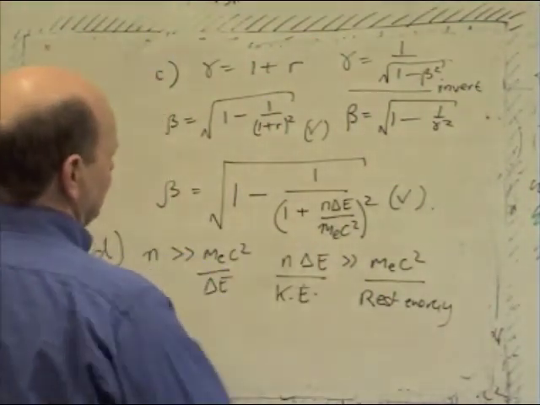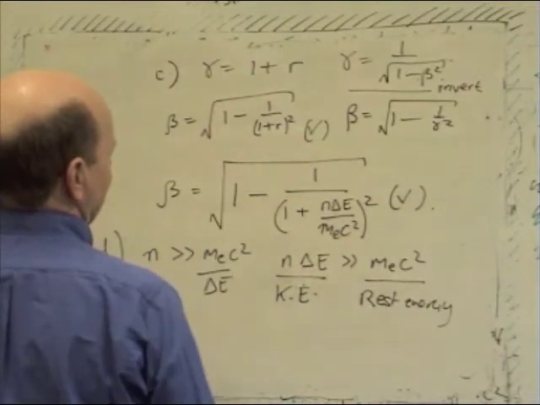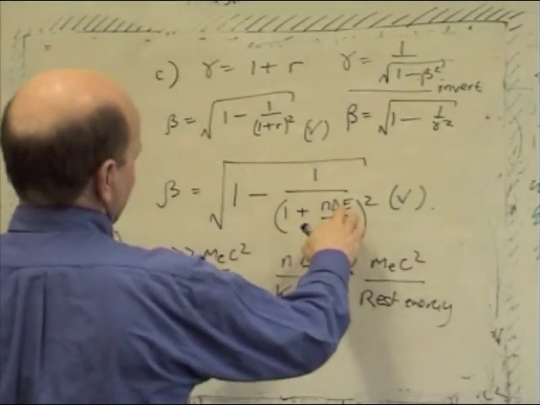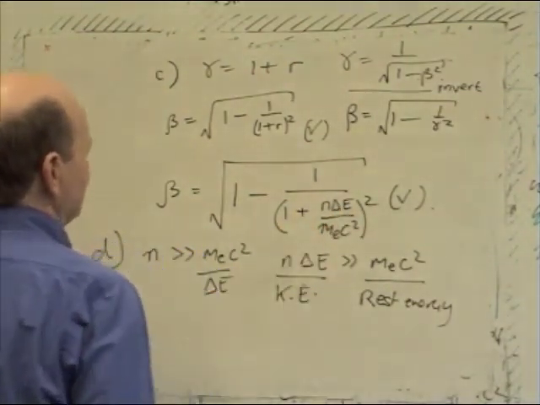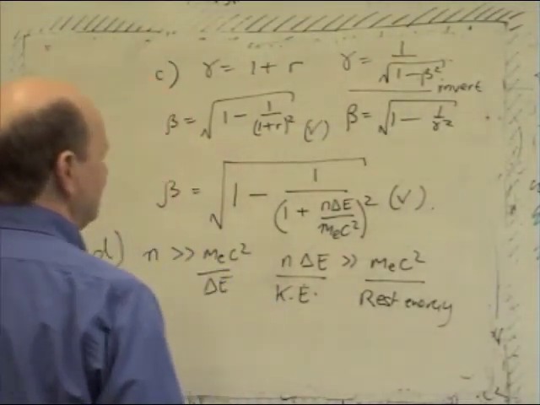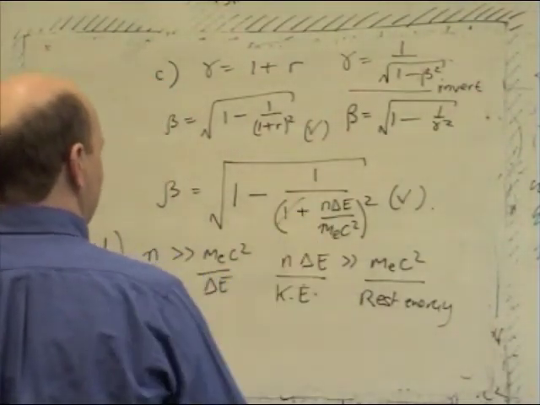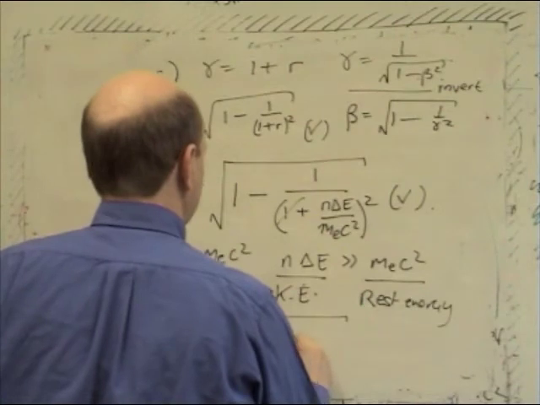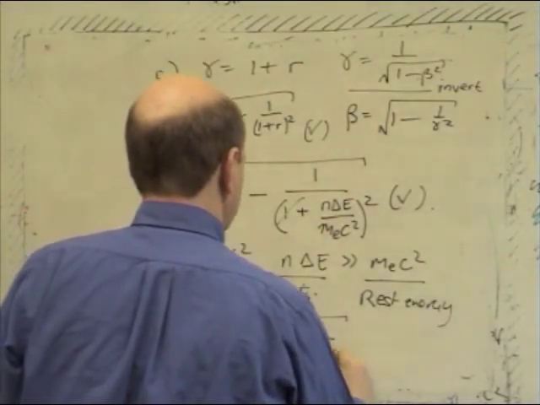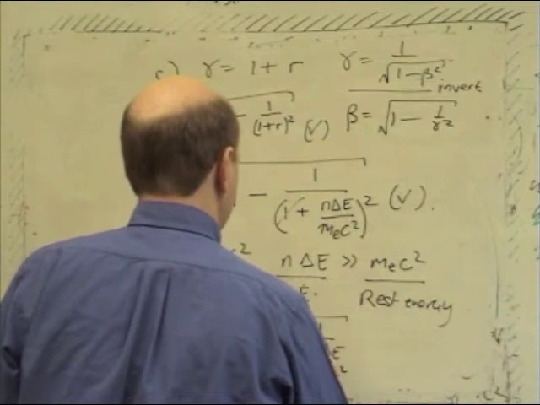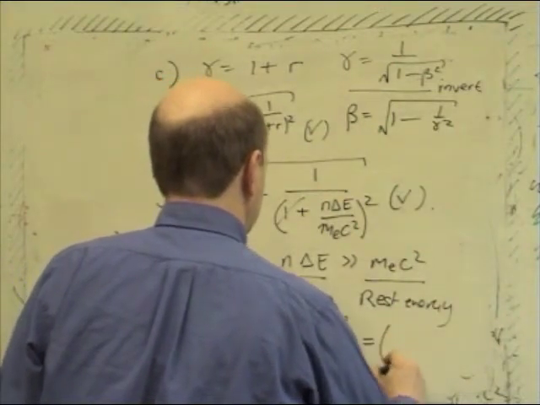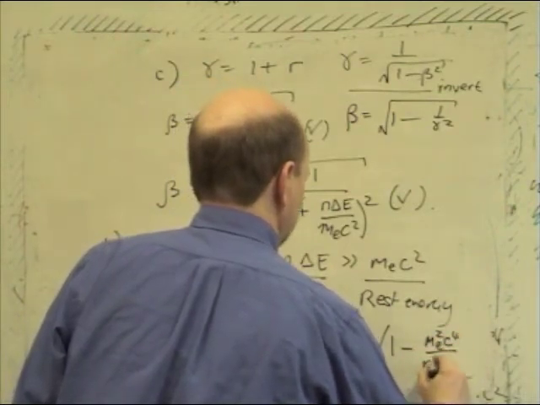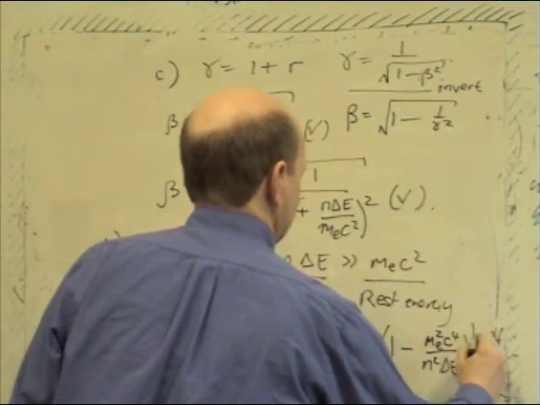So if you look at this formula, the n delta E in the denominator of the second term, inside the square root, is going to be much bigger than mc squared. But notice that that term, which is much bigger than 1, has 1 added to it. So in the limit where n delta E is much bigger than mc squared, we can drop the 1. And so you get beta is approximately the square root of 1 minus 1 over n delta E upon mc squared all squared, which is the same thing as 1 minus m squared c to the 4th over n squared delta E squared, to the 1/2 power.